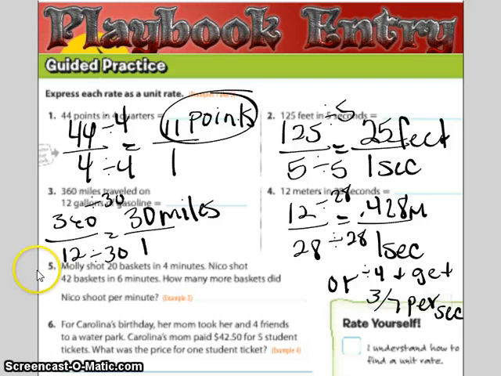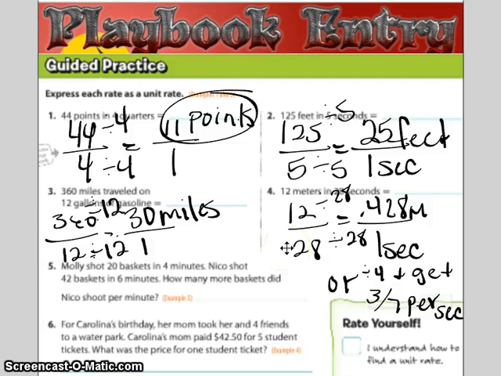Number 3, you have 360 miles traveled in 12 gallons of gasoline. How far in 1 gallon of gas? I put divide by 30, but you are actually dividing by 12. And you are going to get, in 1 gallon of gas, you go 30 miles.